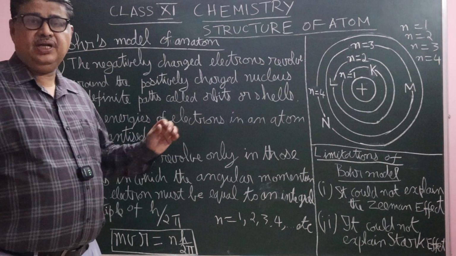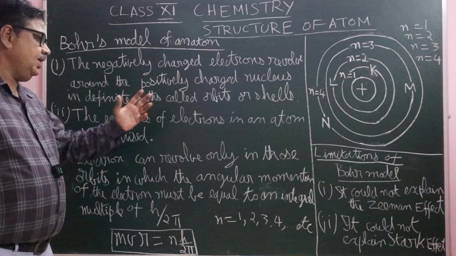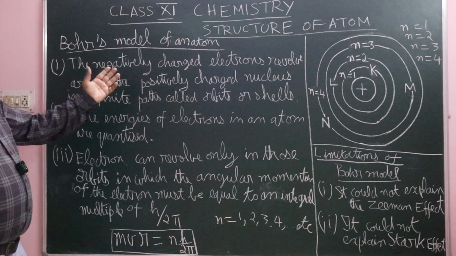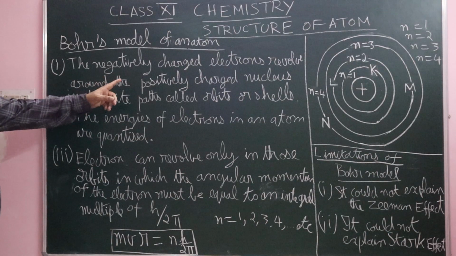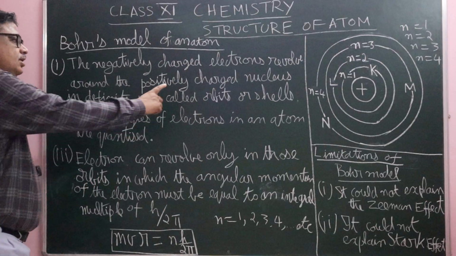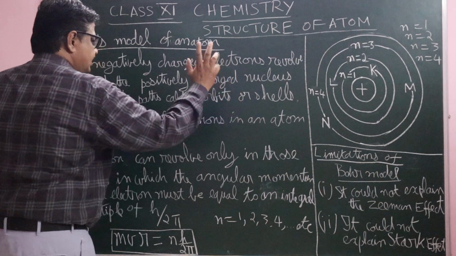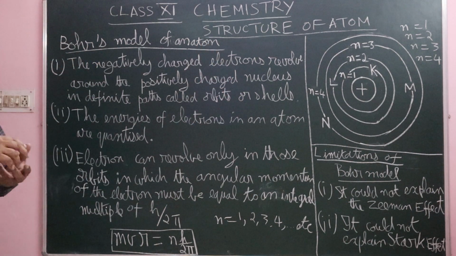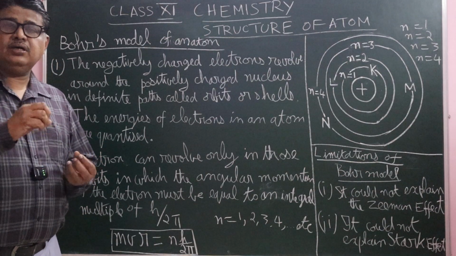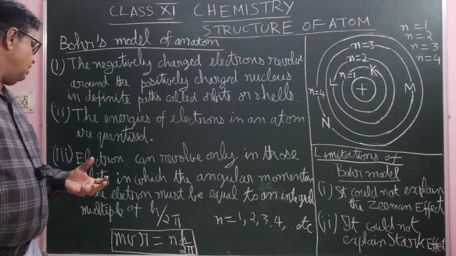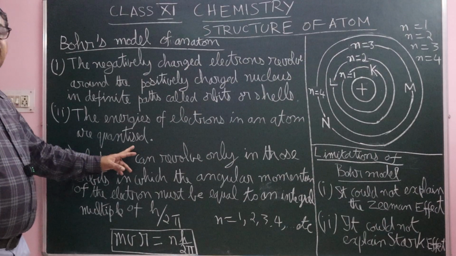Now let us see Bohr's model. Niels Bohr has explained very well about the electrons. According to Bohr's model of an atom, the negatively charged electrons revolve around the positively charged nucleus in definite paths called orbits or shells. The energies of electrons in an atom are quantized.